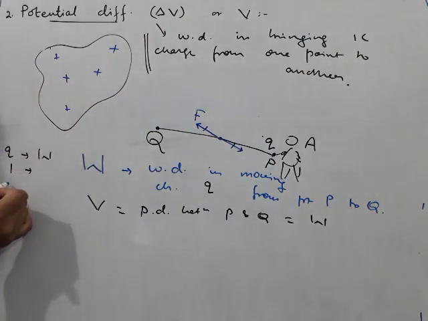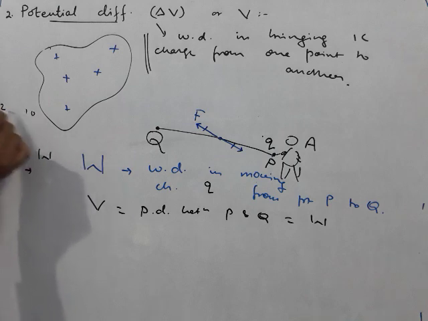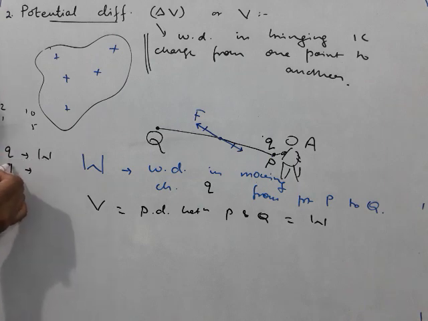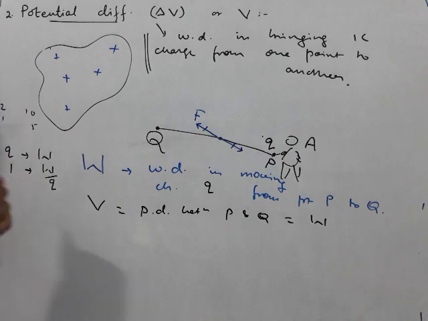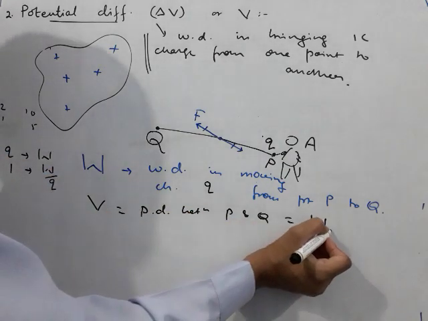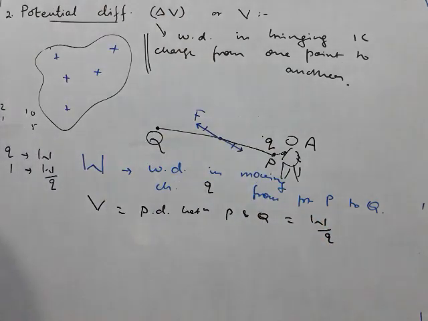how much work will be done? If cost of 2 mangoes is rupees 10, cost of 1 mango is 10 by 2, that is 5, unitary method, as simple as that. For taking charge Q, work done is W. For taking unit charge, work done will be W upon Q. So in this case, the potential difference will be W upon Q. That's it. This is the concept of potential difference.